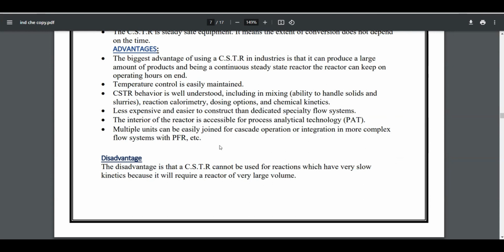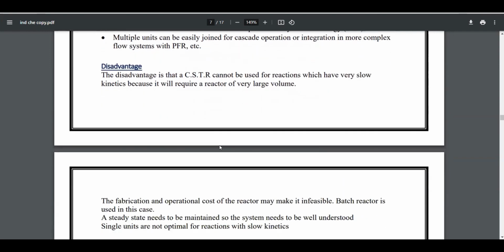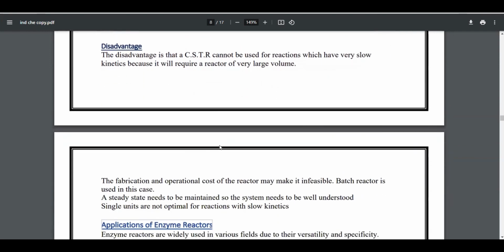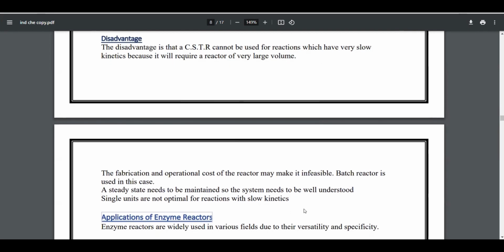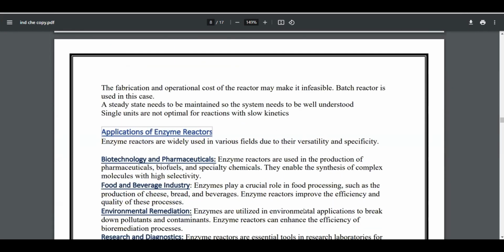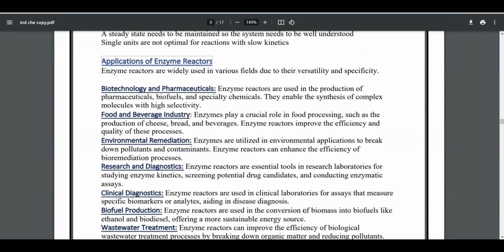There are some disadvantages. The major disadvantage is that the CSTR cannot be used for reactions which have very slow kinetics, because it will require a reactor of a very large volume. A steady state needs to be maintained, so the system needs to be well understood. And then the fabrication and the operational cost of the reactor may make it infeasible, and a batch reactor is used in this case. Single units are not optimal for reactions with slow kinetics. These are some disadvantages or demerits of the continuous stirred tank type reactor.